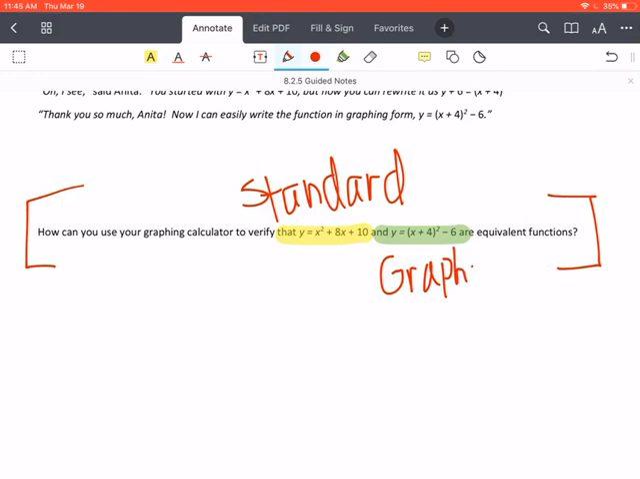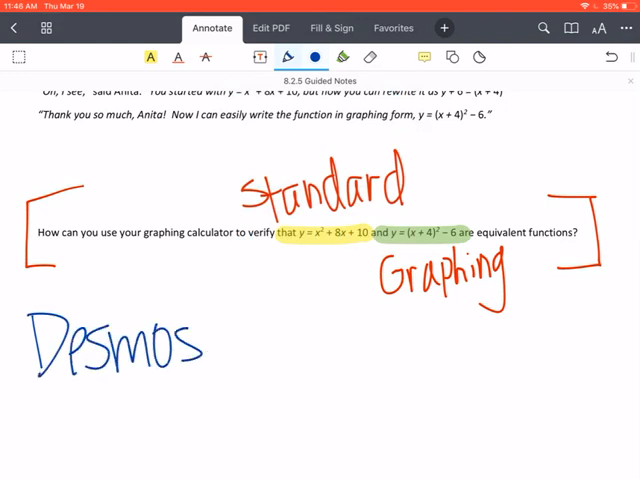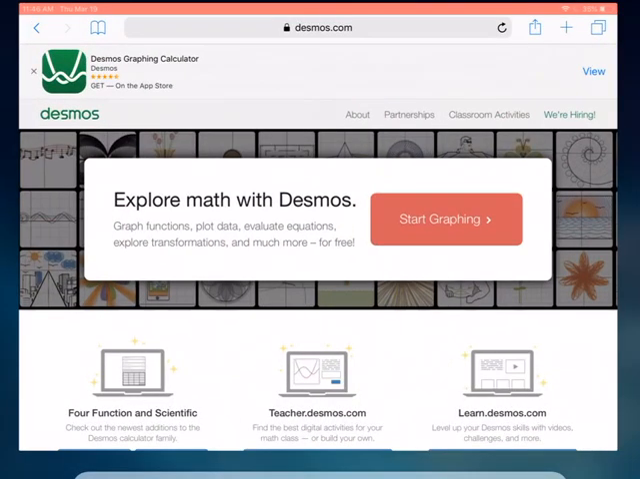And some of you guys are saying it right now as we speak. We can enter these two functions into our y1 and y2 and check to make sure that it creates the same parabola. Now, if you do not have a graphing calculator these next few weeks, I want you to use Desmos.com. And I'm going to use that as well here in a second. Okay, so we are going to go to Desmos.com. I'll take you there as well.